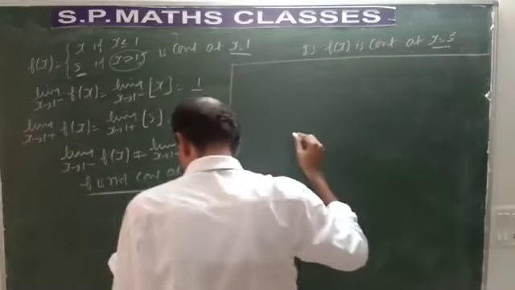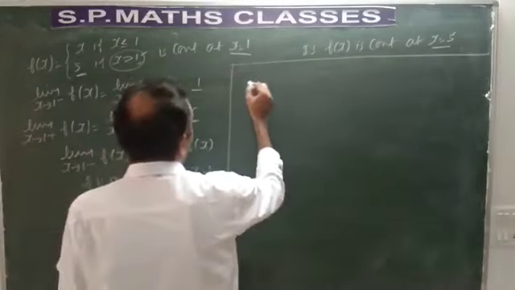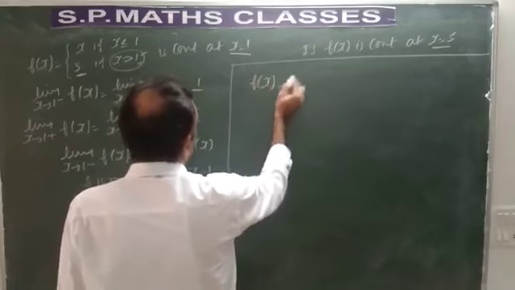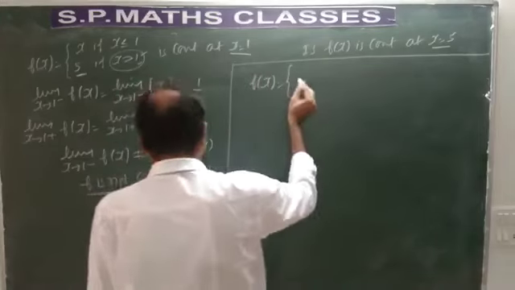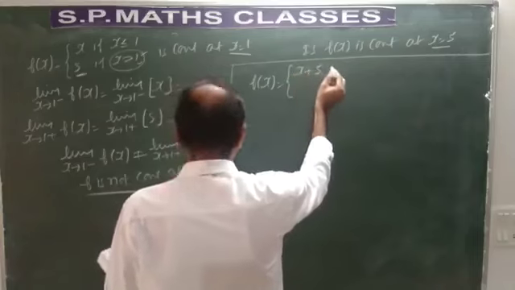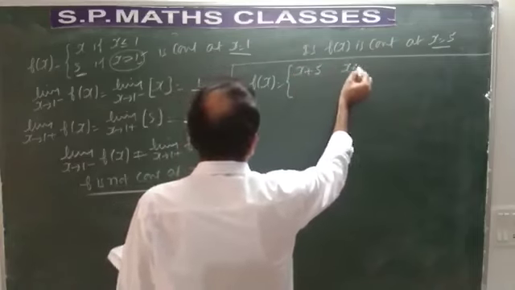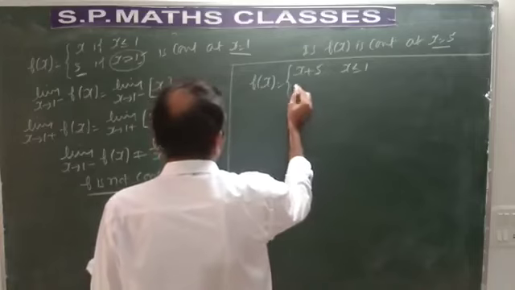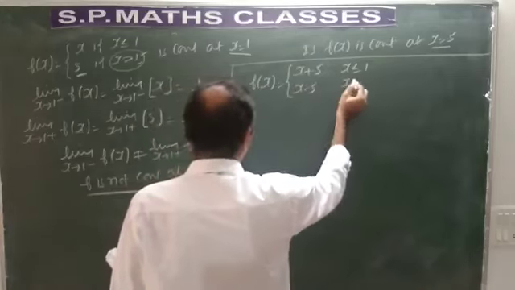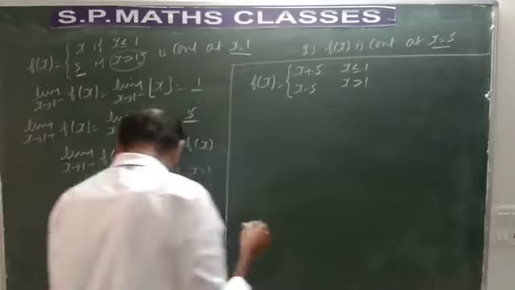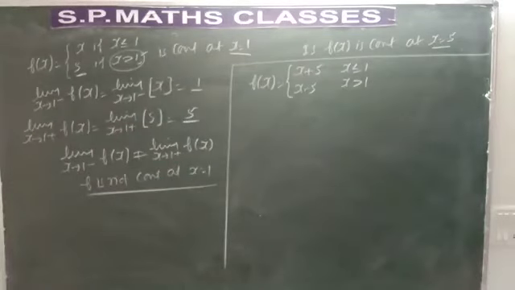What is given? Is the function defined by f of x equal to x plus 5 for x less than or equal to 1, and x minus 5 for x greater than 1, continuous? We have to check whether it is continuous. Remember, they have not mentioned the point; they have just asked to test for continuity without giving the point.